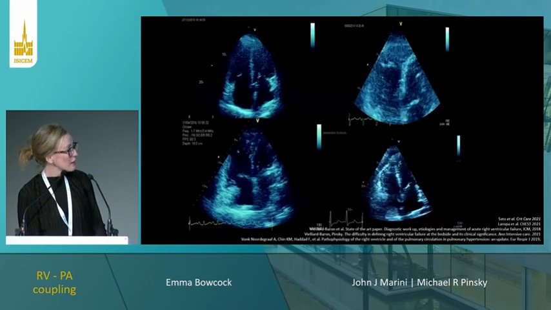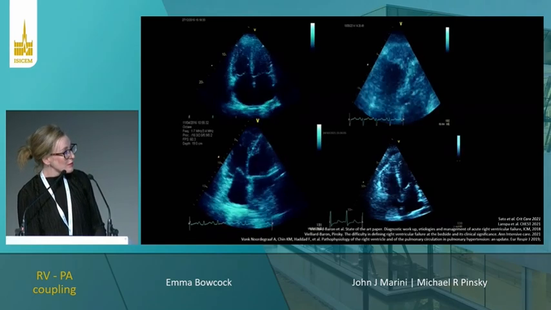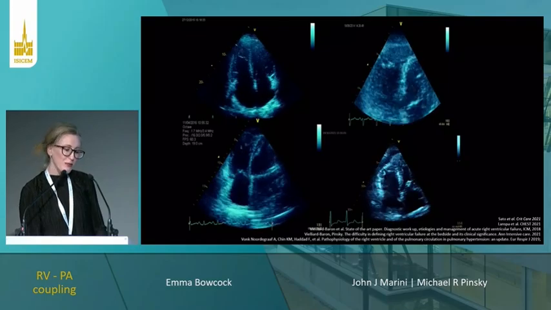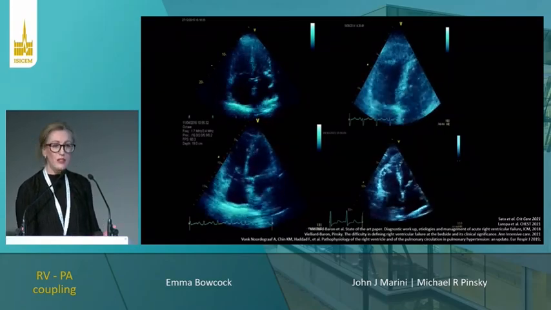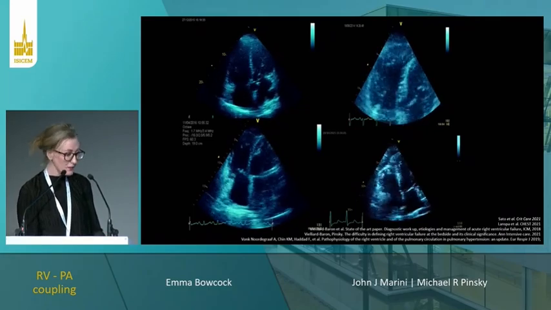I'll talk through RV-PA coupling in the critically ill patient. Just to show some echo images of right ventricular injury, we can see from these images that it's a real spectrum of injury in the critically ill.